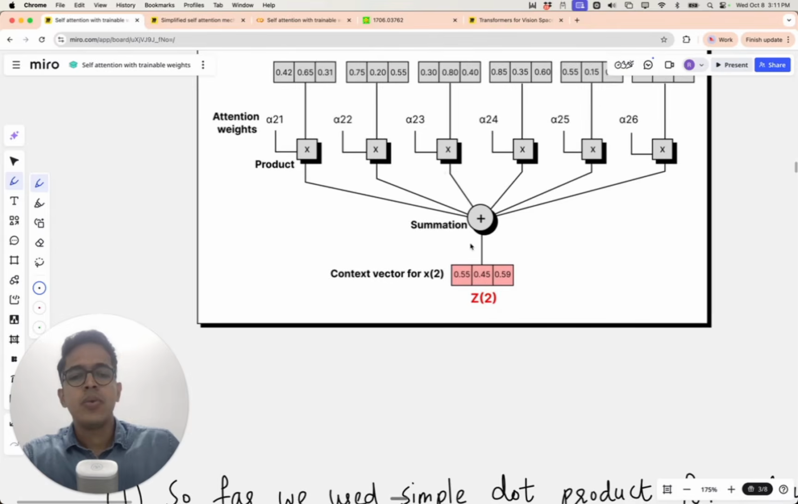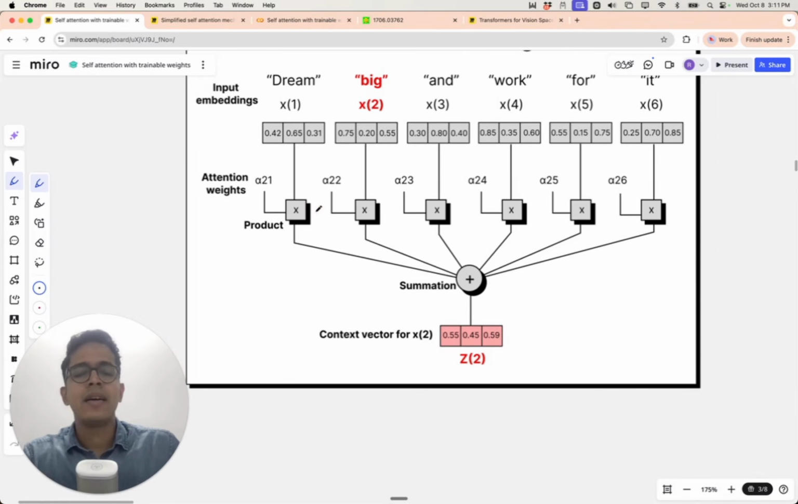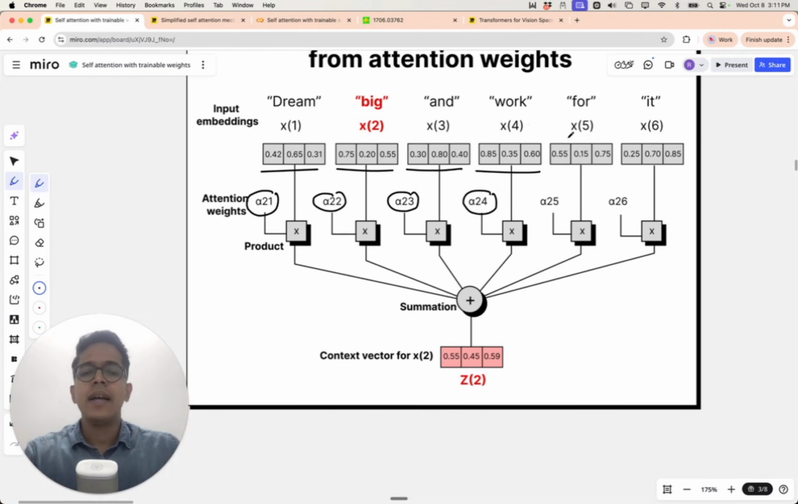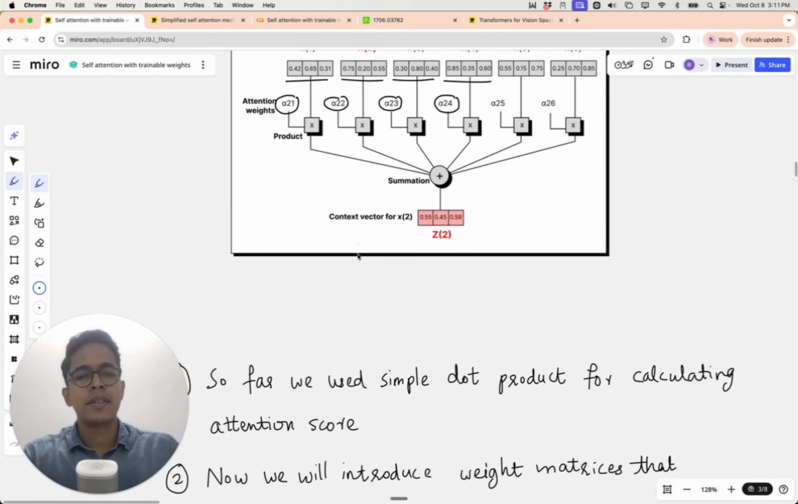And then we used these attention weights to take a weighted sum. So alpha 21 was multiplied by the input embedding. Alpha 22 was multiplied by the input embedding for the second token. Alpha 23 with the third token. Alpha 24 with the fourth token embedding. And then we add all of that up. So it's as if you are adding all these 6 vectors, but we are not simply adding them. We are adding them by multiplying with a scaling factor. The scaling factor is these attention weights. So this is what we did in summary.